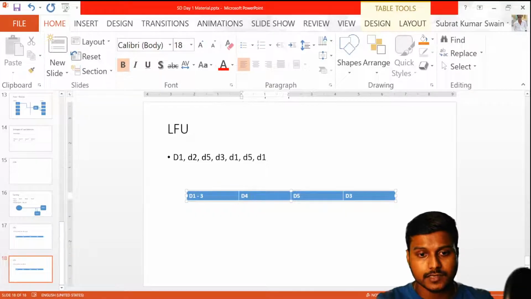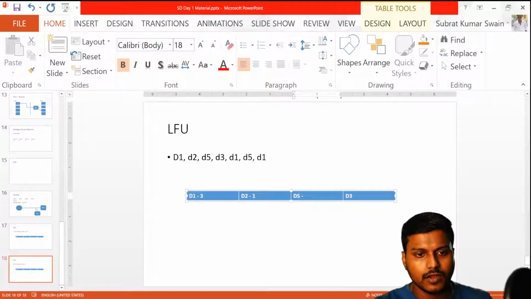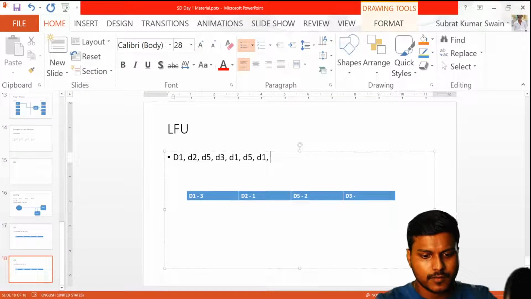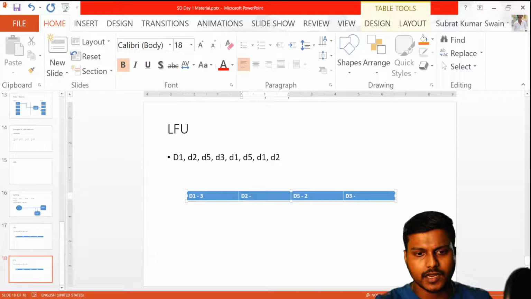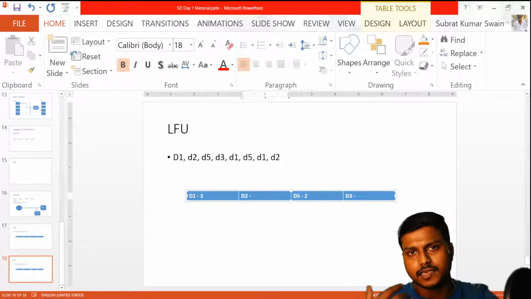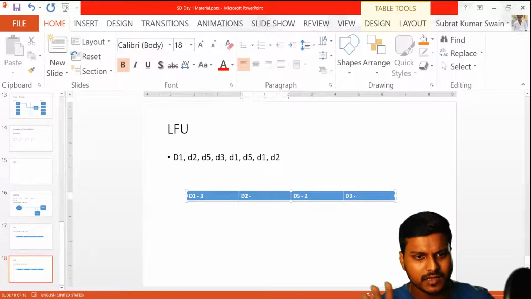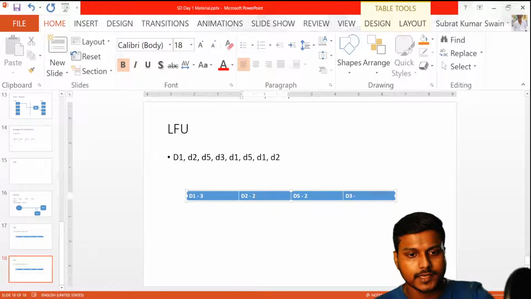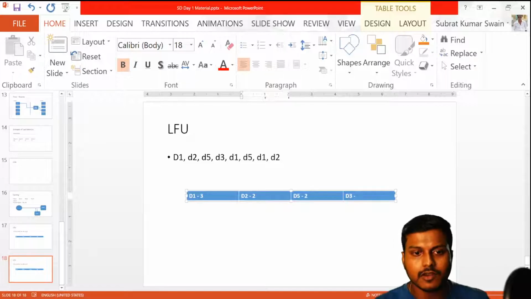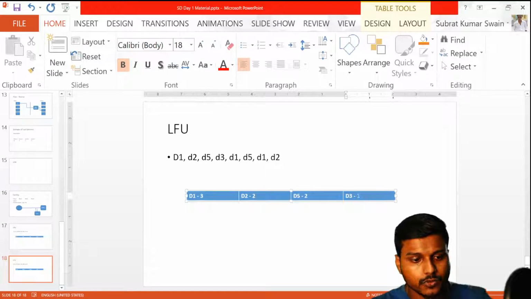No, we had here D2, right? Before calling D4, guys, D2 is called once. Then D5 is called two times, and D3 is also called once. Maybe I'll just add here d2 just to keep it simple. When it is a tie, it can go for some other algorithm, with some other comparison done to remove something, but I don't want to get into that and want to keep it simple. So let's say d1 is used thrice, d2 is used twice, d5 is used twice, and d3 is used only once.